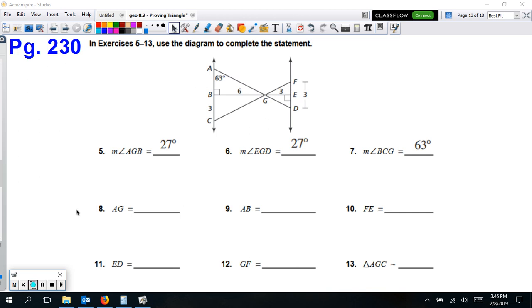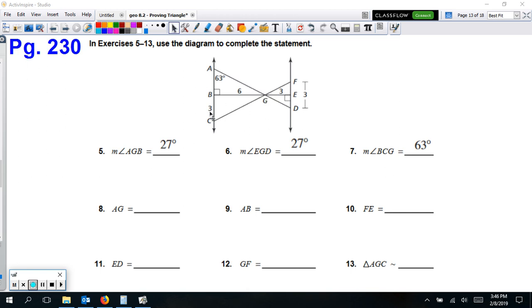Now we're looking for side AG. So side AG from here to here, we're trying to figure out what side length that would be. Now this one's going to take a little more time. We have a right triangle. In right triangles, we can always use the Pythagorean theorem to find side lengths. So what we do know is we know some side lengths here. We're looking for A to G on this one.